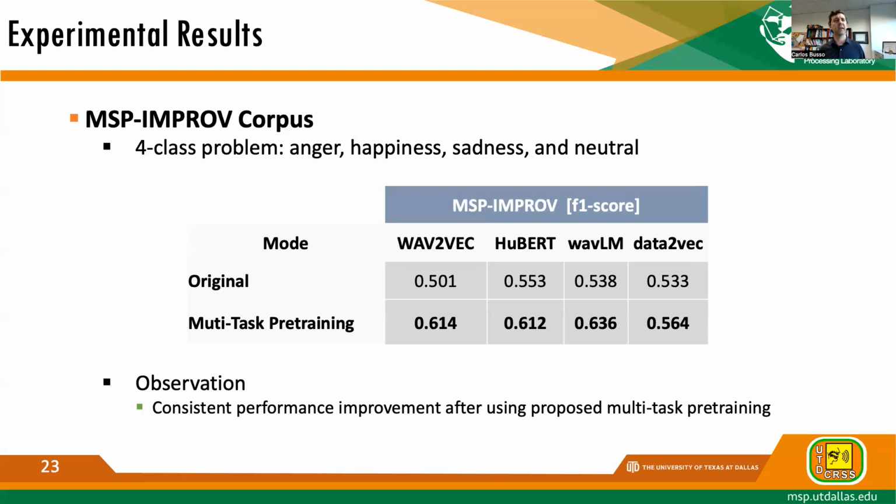So we see clear and consistent improvements, showing that these pretext tasks, using multiple modalities, are very effective. When we compare the results with the MSP-IMPROV corpus, this is the same corpus that we used earlier. It's acted, and these are four-class problems with anger, happy, sadness, and neutral. We also observed similar results, with much improved performance for all the self-supervised models when we use the pretext tasks that we propose.